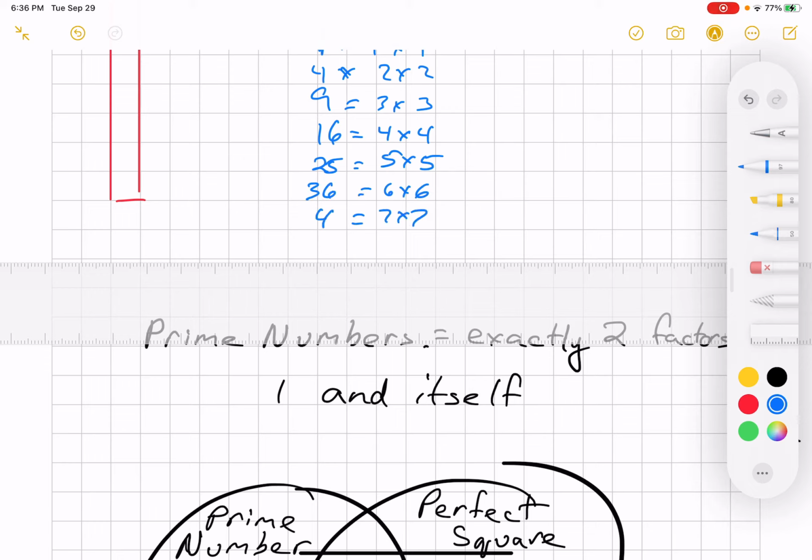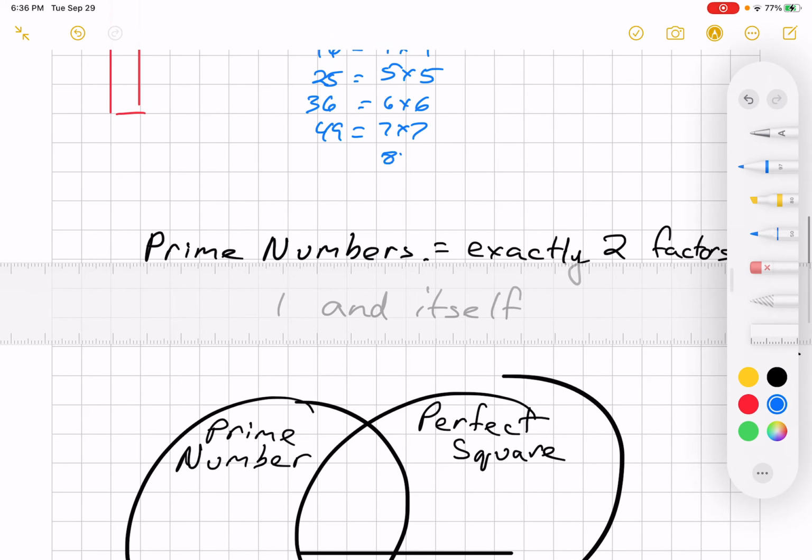and I'm going to keep going. So 8 times 8, 9 times 9. Okay, so now we have all of the perfect squares up to 100, right?